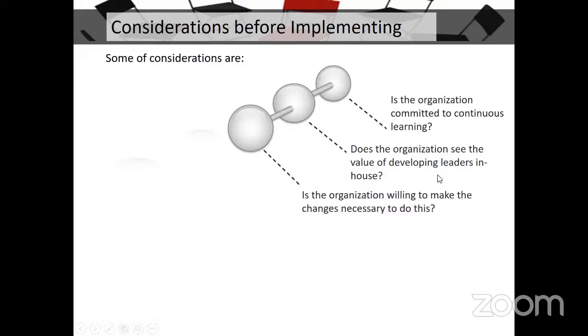Does the organization see the value of developing leaders in the house? Maybe they don't. But you as an HR person know that if you don't develop leaders, then you're going to have a gap. That continuity will be missed. So you have to look for mechanisms. You have to look for the right time to be able to sell it.